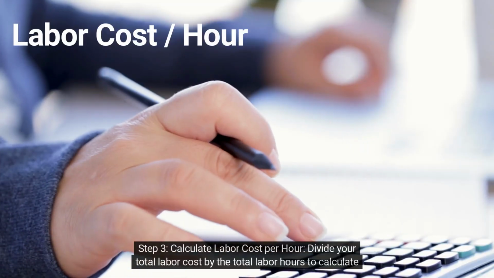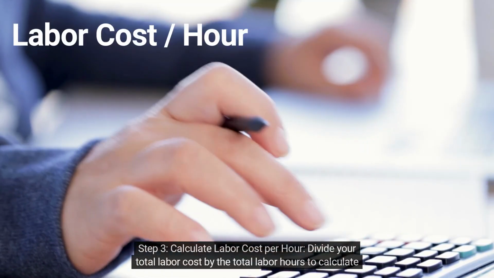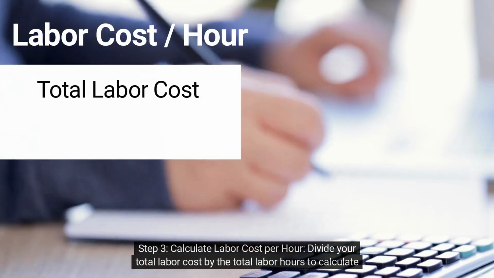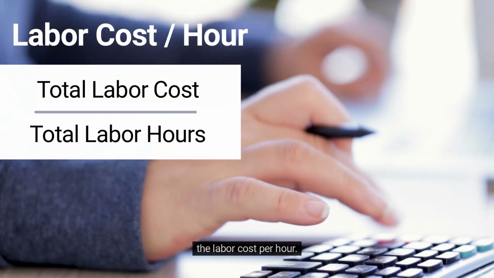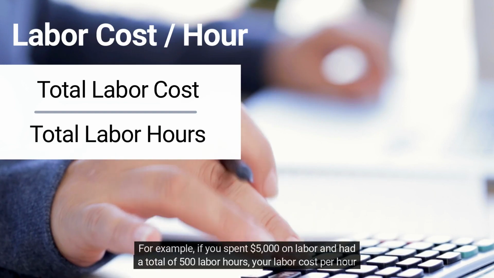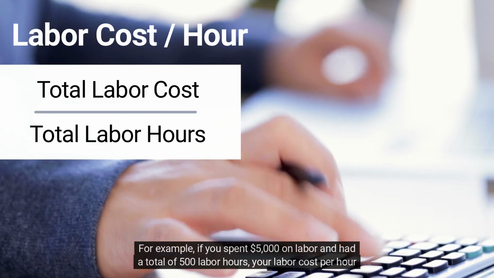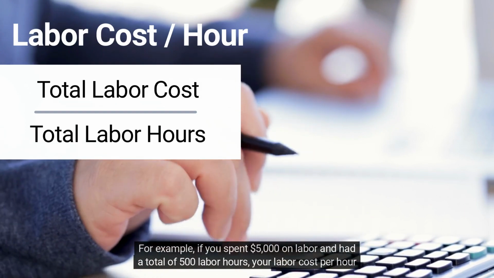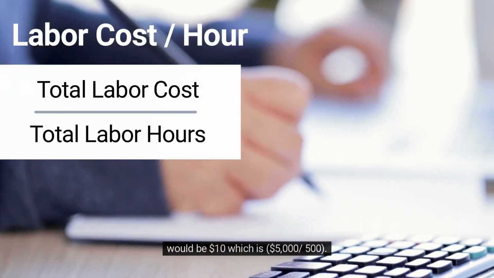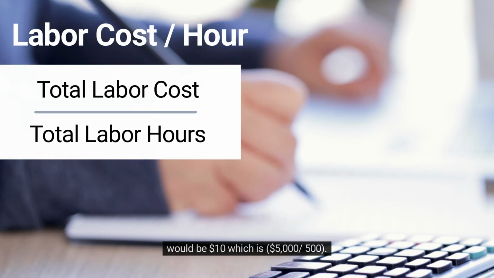Step 3. Calculate labor cost per hour. Divide your total labor cost by the total labor hours to calculate the labor cost per hour. For example, if you spent $5,000 on labor and had a total of 500 labor hours, your labor cost per hour would be $10, which is $5,000 divided by 500.